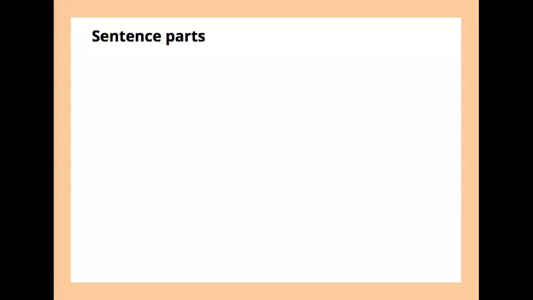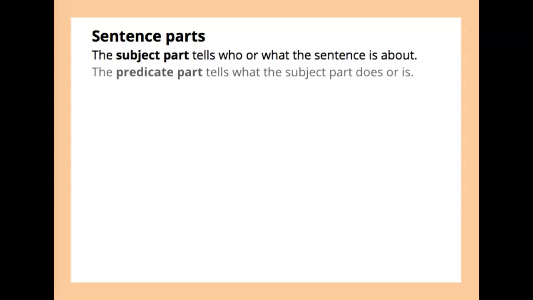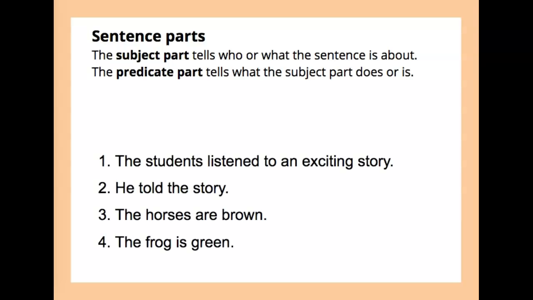We've been learning about two parts of a sentence. The subject part, the predicate part. The subject part tells who or what the sentence is about. The predicate part tells what the subject does or is. Then where can we draw a line to split subject part and predicate part?